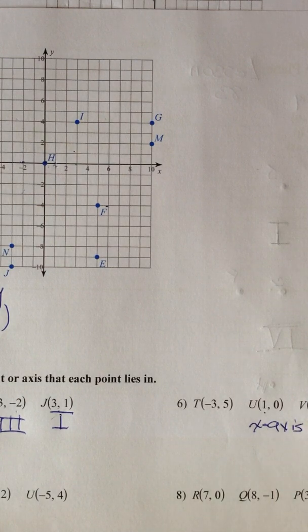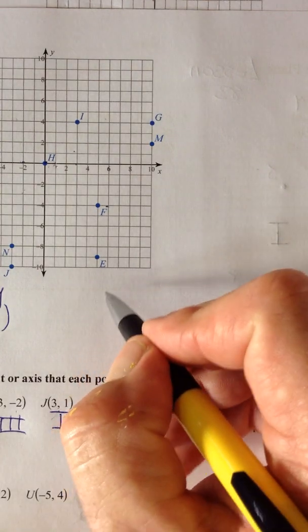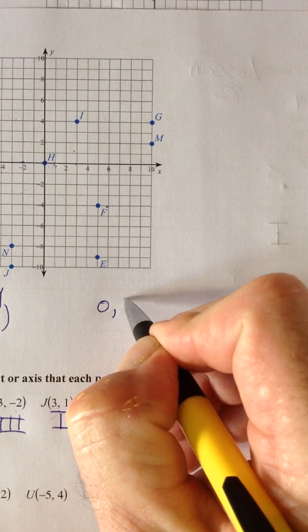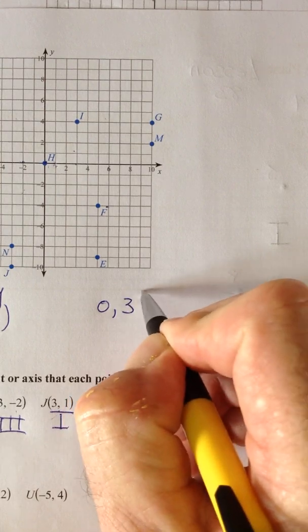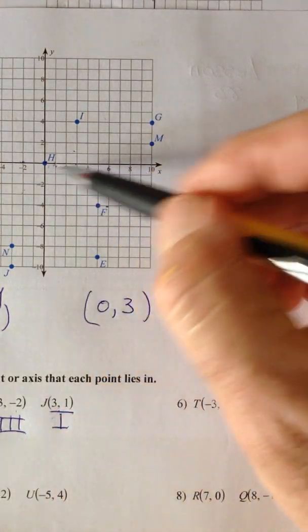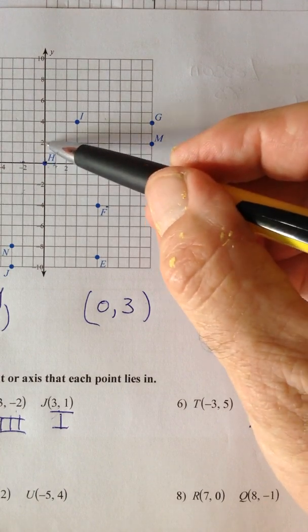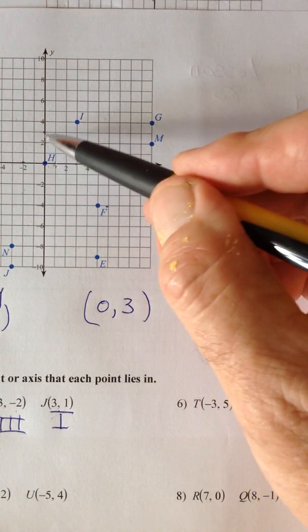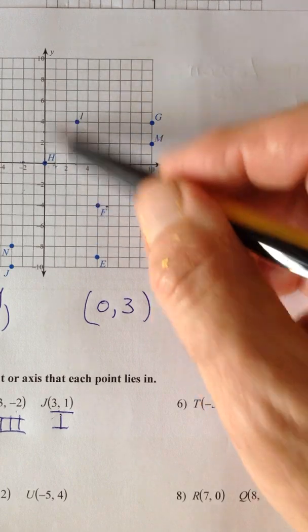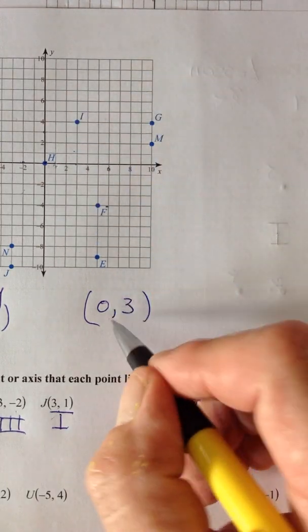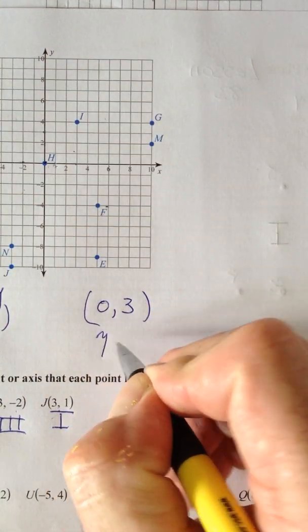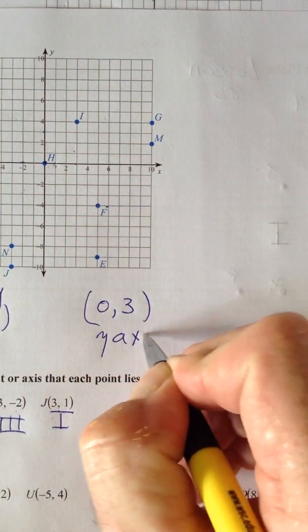Okay. If it's the other way, if you have a coordinate that said 0, 3, it means you don't go back or forth on the x, but you go up 3 on the y. Well, that's not in any of the quadrants. It's right on the y line or the y-axis. So here it's not in any of the quadrants. That would end up being the y-axis.